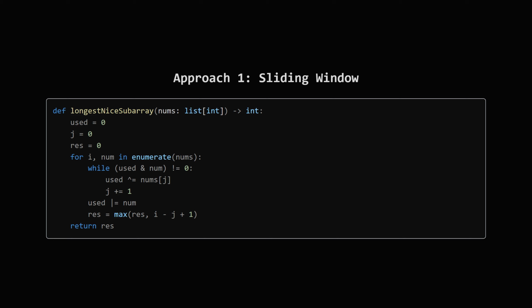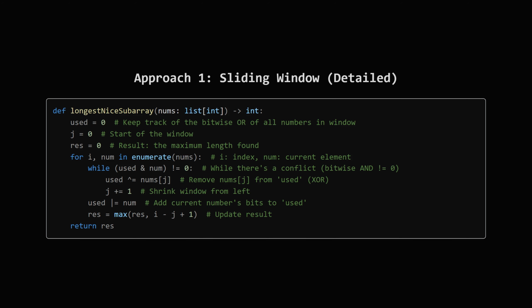Once the while loop finishes, with no conflict, we include the current number's bits into used using bitwise OR. Then we update res with the maximum length, which is i minus j plus 1. Finally, after the loop, return res. Let's break down the code in more detail.